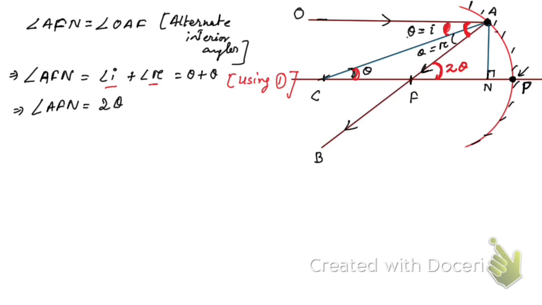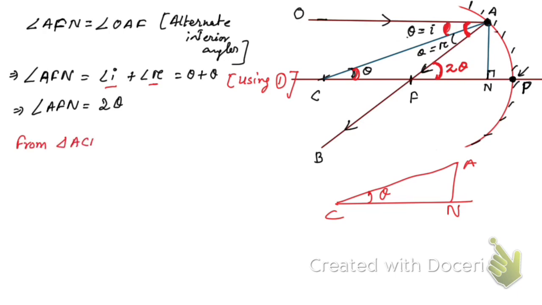Now you see, from triangle ACN, this is C, this is A, this is N, this angle is theta. If you take the tan of theta from triangle ACN, tan theta is equal to AN by CN, right?